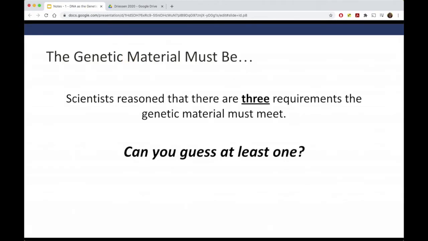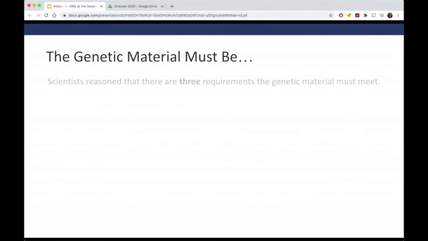So scientists, on their quest to understand what the genetic material of all life is, posited or thought that there are three requirements that genetic material must meet. Can you guess at least one of what these three requirements would be? Think about what you've learned so far about cells and cell division, or the function of cells. All right, well, let's go through what they realized.